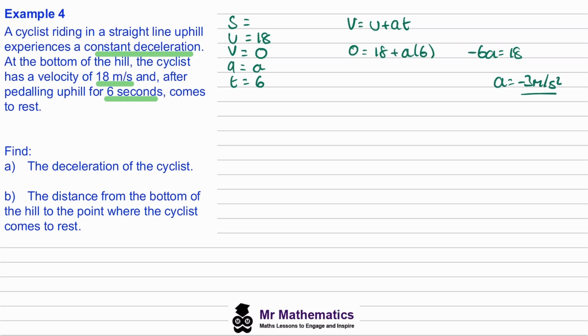For part B, we need to find the distance from the bottom of the hill to the point where the cyclist comes to rest. So we need to find S. So S will equal u plus v over 2 multiplied by t. We know u is 18, v is 0, divided by 2 multiplied by the t, which is 6. And 9 times 6 will give us 54 meters.